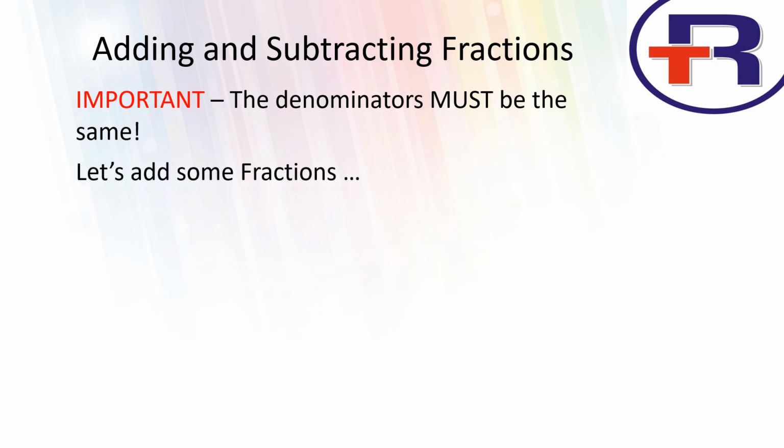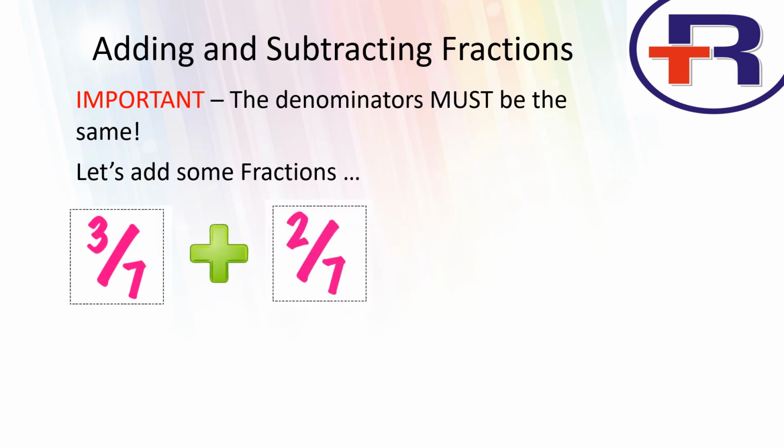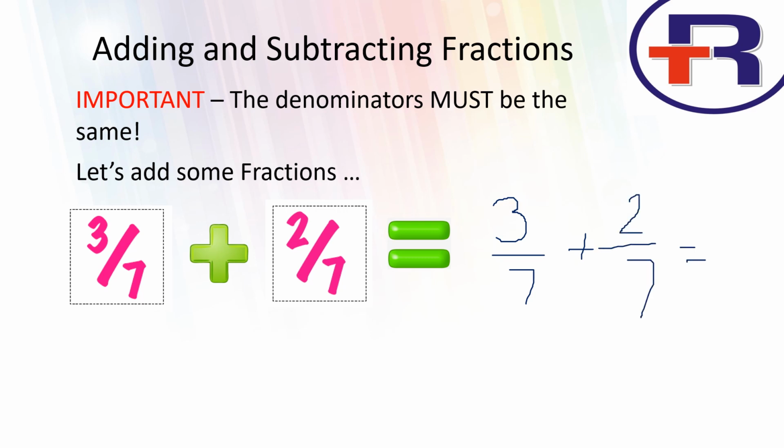Let's add some fractions. 3/7 plus 2/7. This is quite a straightforward one because the bottom numbers, the denominators, are both 7. So this makes it easy to carry out. All we do for this one, we remember that the bottom number, the denominator, must stay the same. In this instance it is the same, so the answer goes over 7.